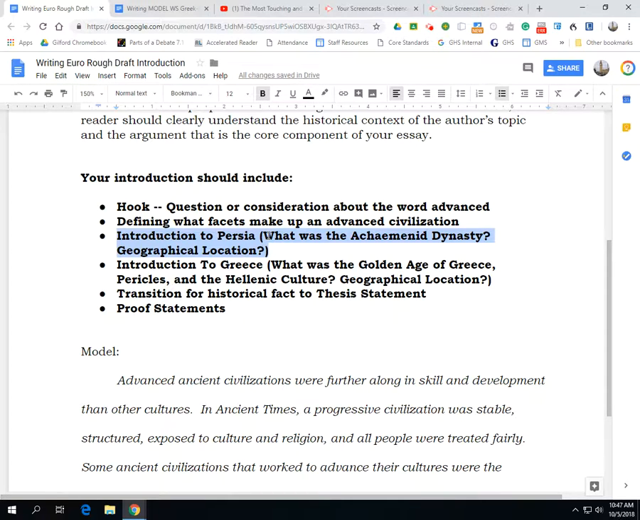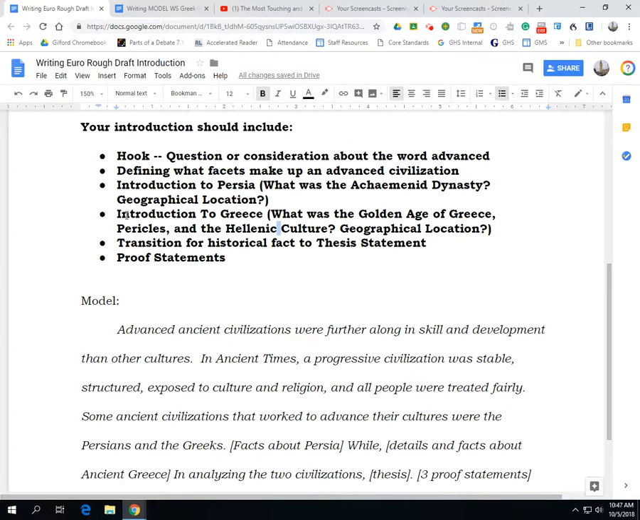And I would need to create a couple sentences that define what the Achaemenid dynasty is, what years it was in power, what its geographical location was, how many nations made up the Achaemenid dynasty, just to give a general background and definition to who this group was. Then I would introduce the second part of my thesis, which is Greece.